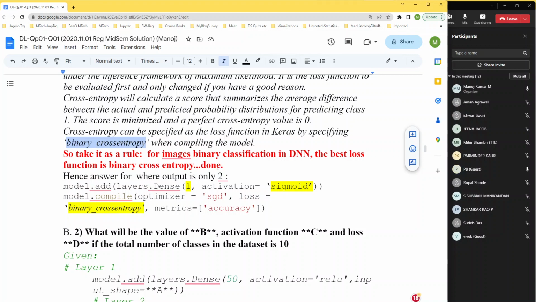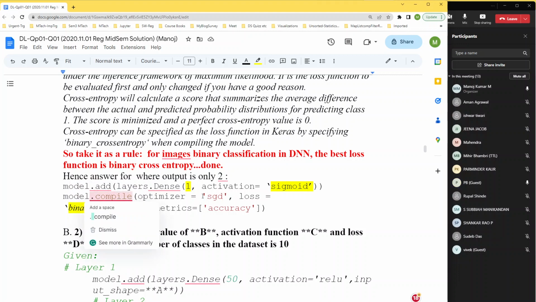That's done. So the answer for only 2 outputs is model.add layers.Dense(1), where 1 is the number of neurons, activation is sigmoid, and the loss is binary cross entropy. So this completes our second question. Is it clear? Yeah.